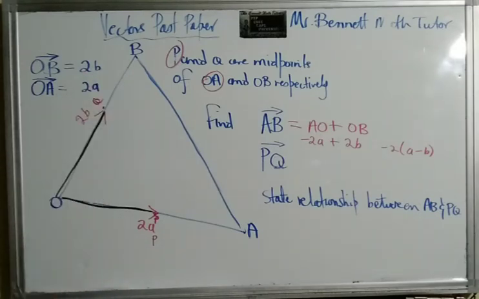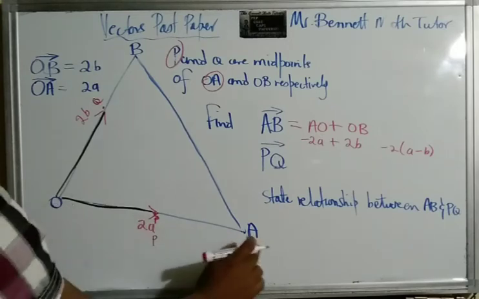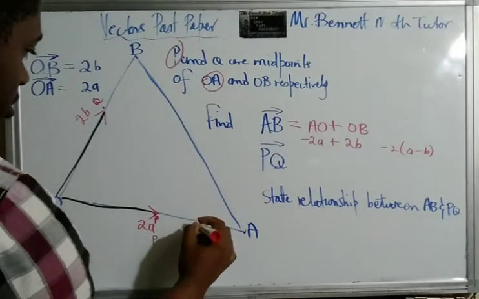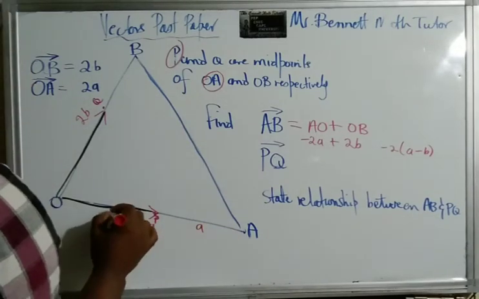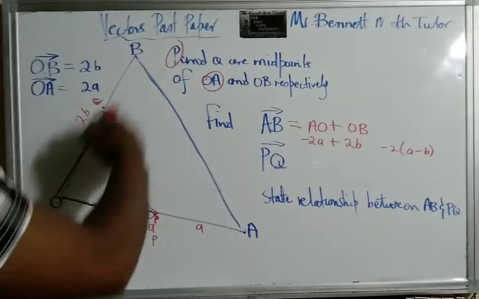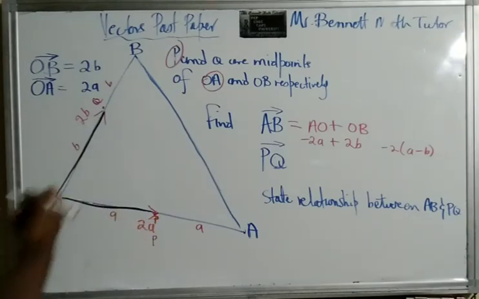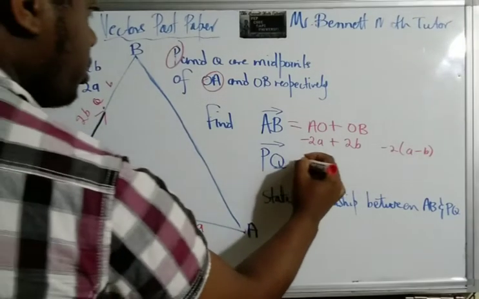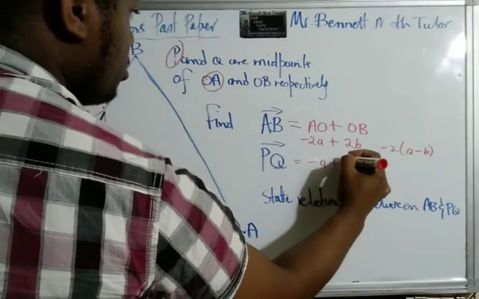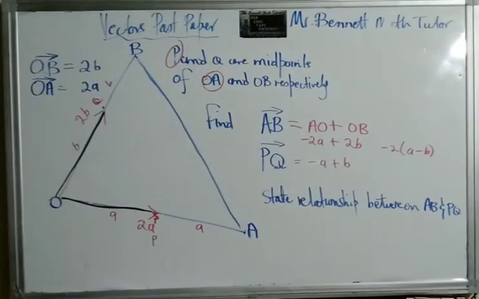Since we found AB already, we could just find a half of it, or we can actually reason it out so you guys have a full understanding. So all of this is 2a, right? So that means P is the midpoint, so this would be a and this would be a. All of this is 2b, so this is b and this is b. So what we're going is minus a plus b, and that is your answer.